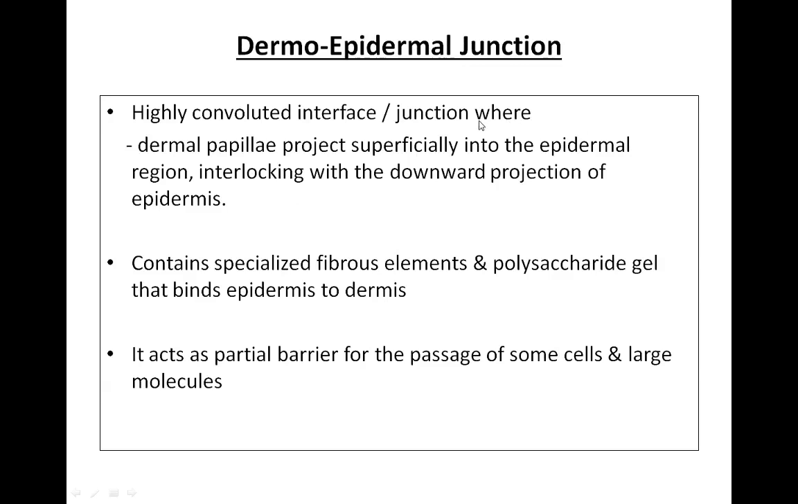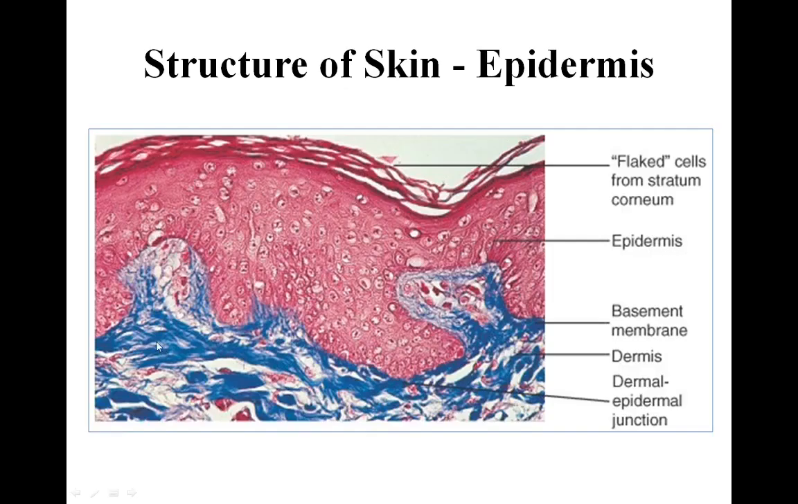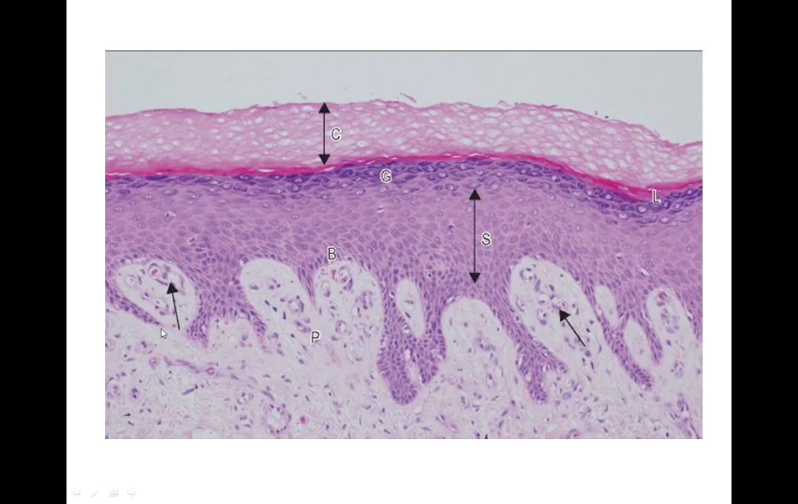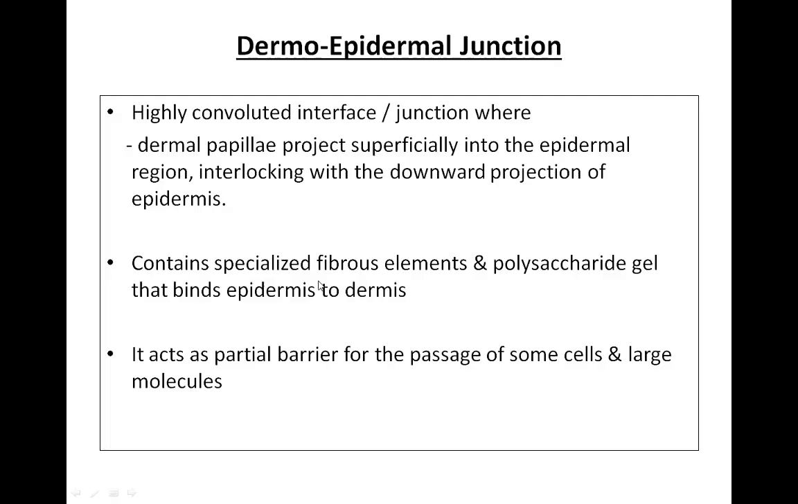Now come to the dermo-epidermal junction. Normally a junction is a straight line, but here the dermo-epidermal junction is not a straight line. Here you see, this is the epidermis, this is the dermis. It is not a straight line, but has some convolutions. See here, convolutions are present. So the dermo-epidermal junction is not a straight line, but has convolutions.